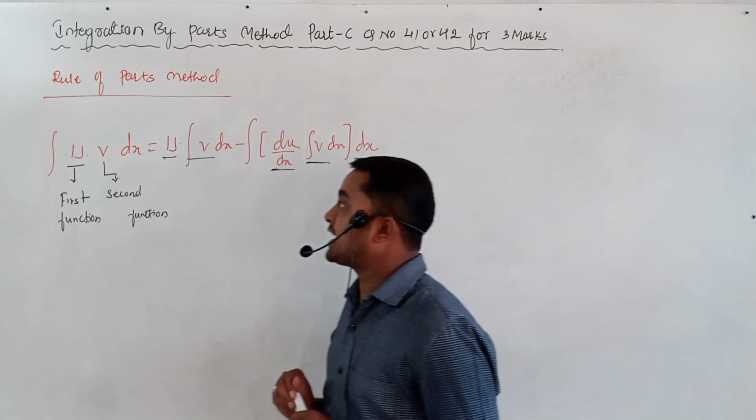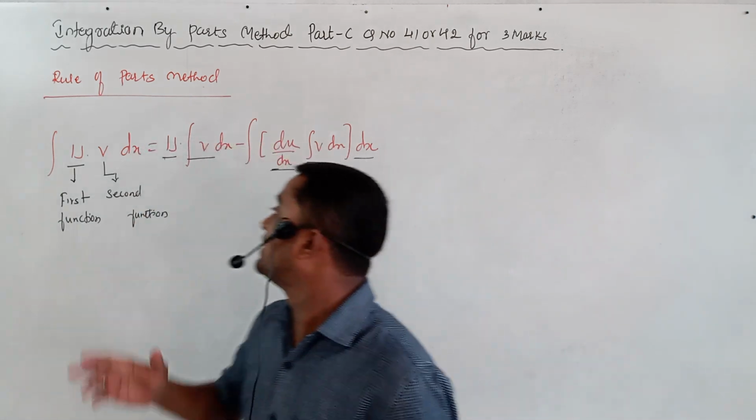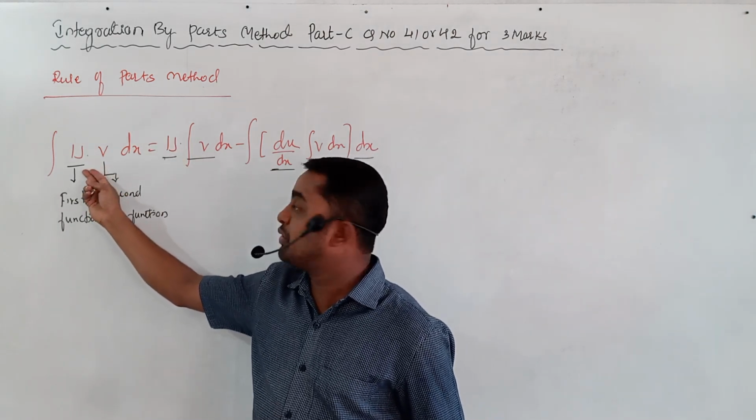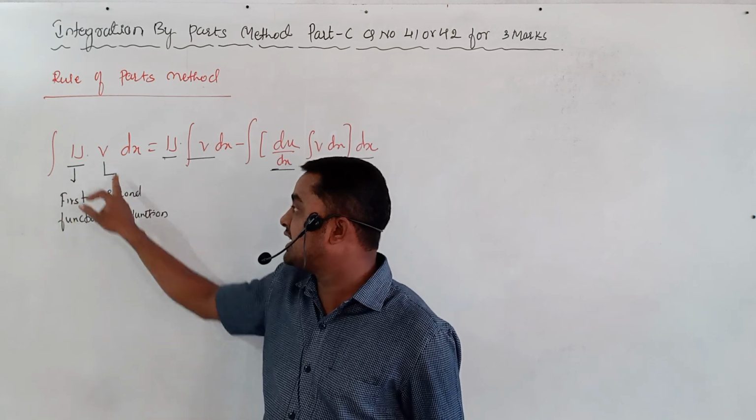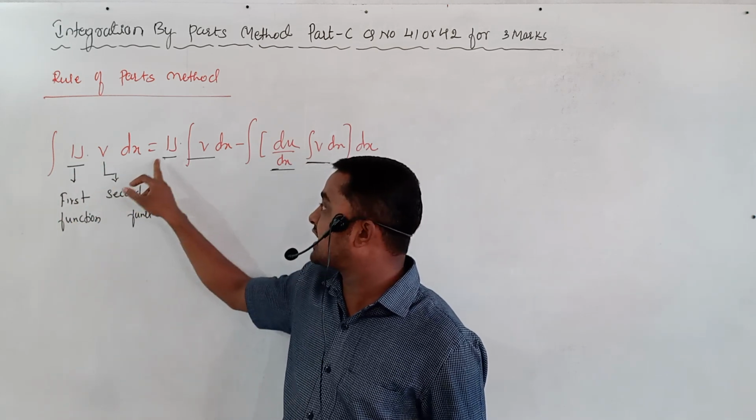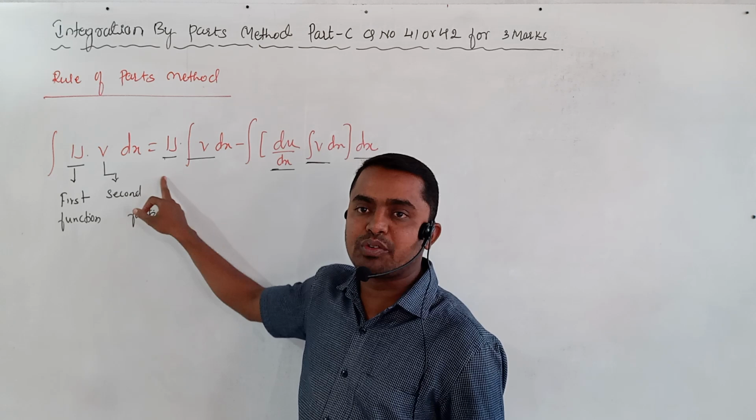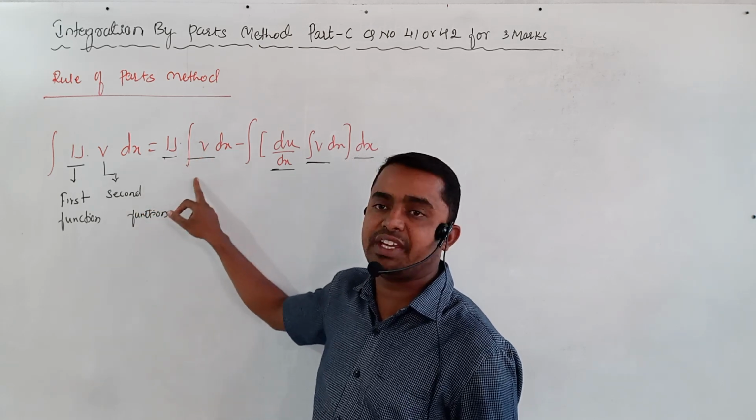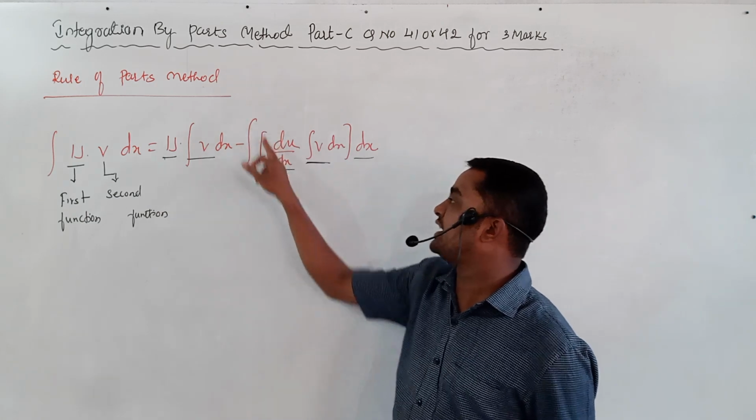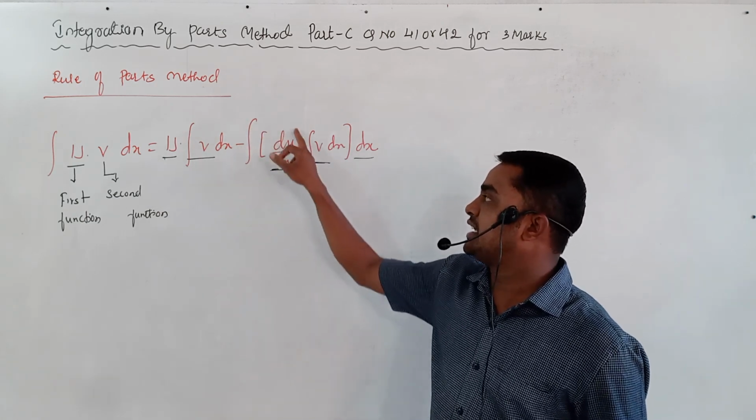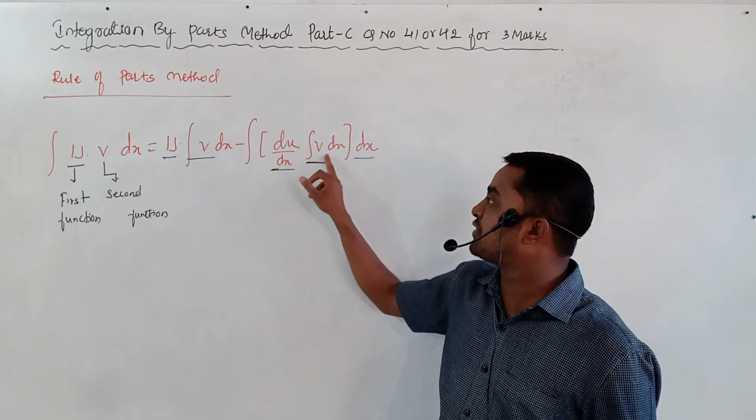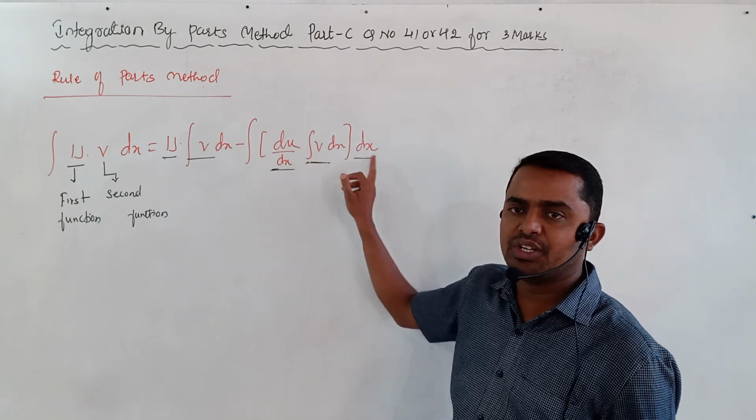What is this parts method? The rule of the parts method says: if the function appears in product form, that is u into v, where u is the first function and v is the second function, then keep the first function as it is, times the integration of the second function, that is integral of v dx, then minus the integral of the derivative of the first function, that is du/dx, times the integration of the second function, that is integral of v dx, whole bracket dx.